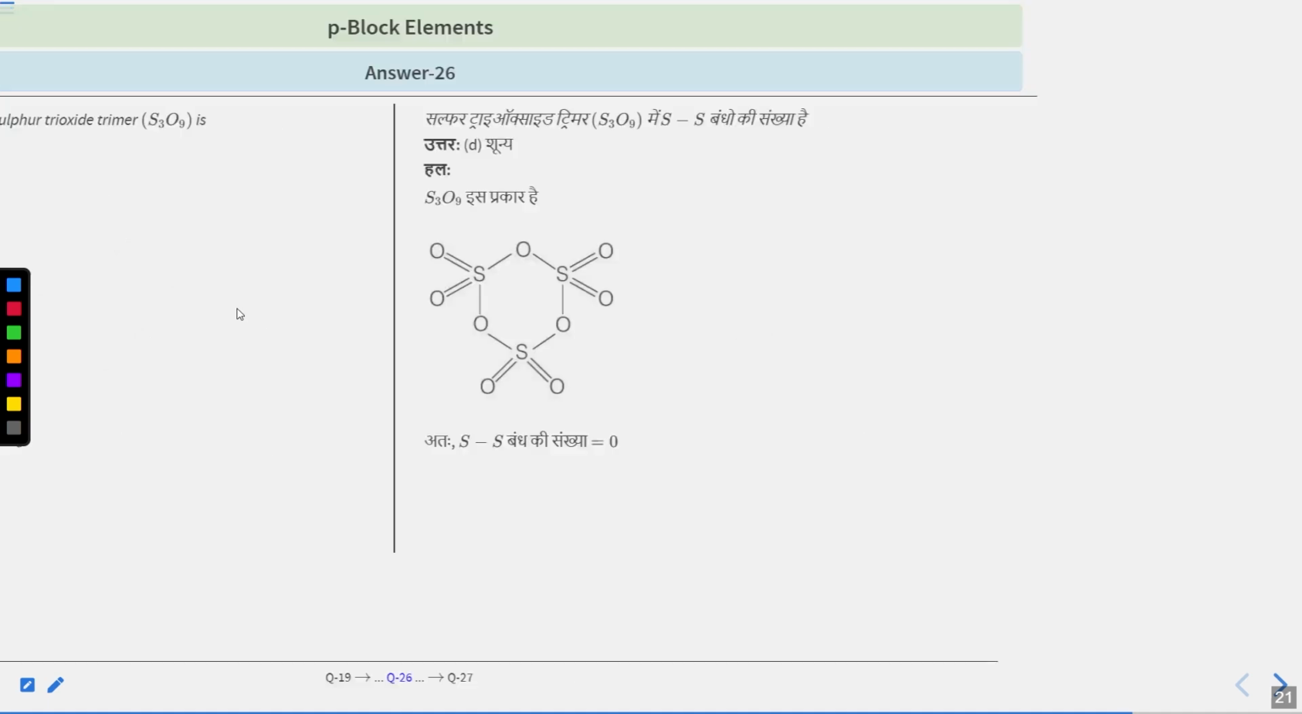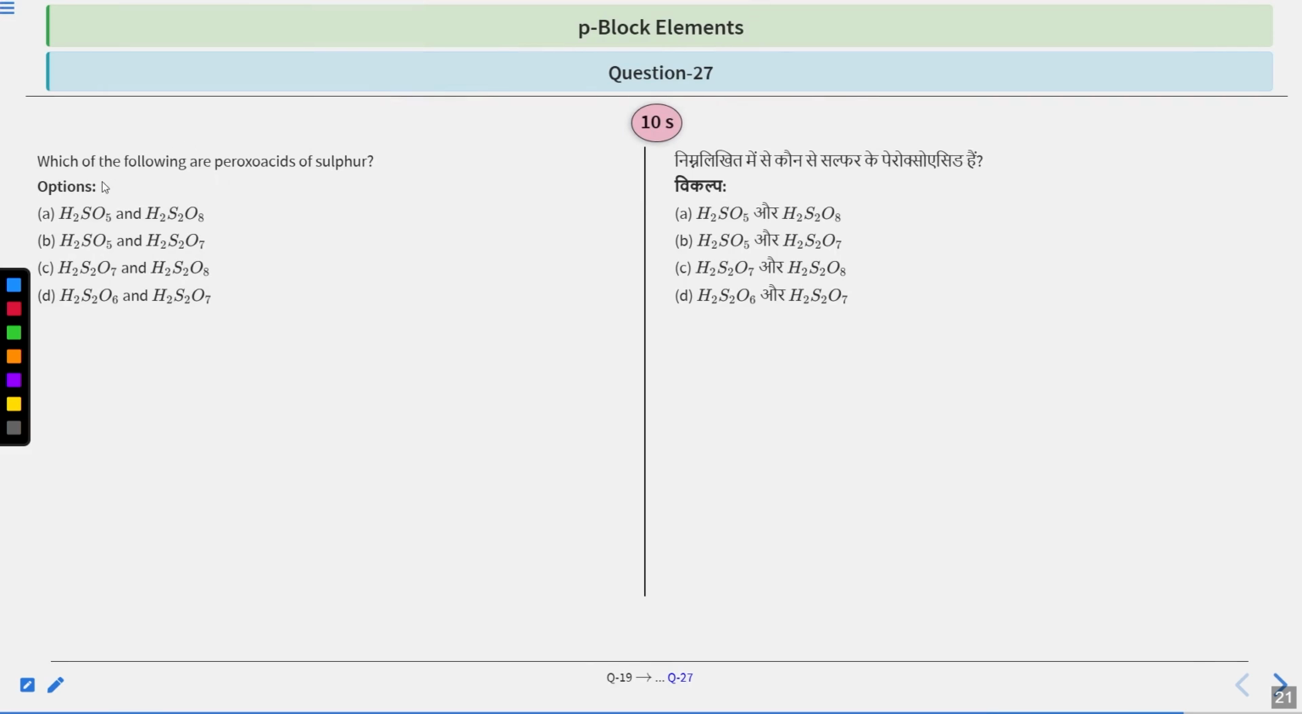Okay, let's move on to the next question. Question number 27. Which of the following are peroxoacids of sulfur? We have to tell which one is the peroxoacid of sulfur. Options are H2SO5 and H2S2O8, H2SO5 and H2S2O7, H2S2O7 and H2S2O8, or H2S2O6 and H2S2O7. You have 10 seconds to solve this question. After that, we will see the answer.